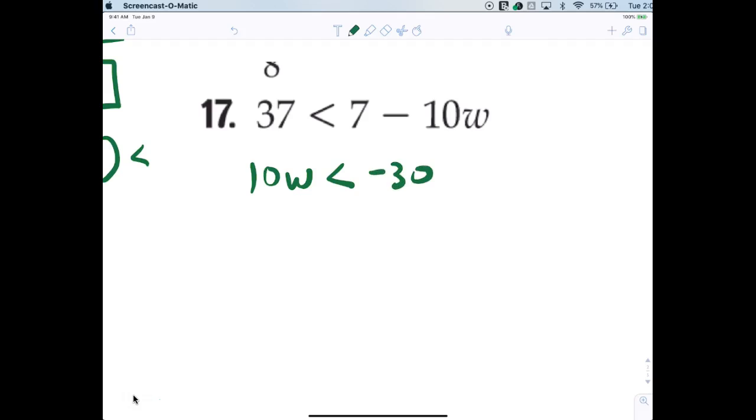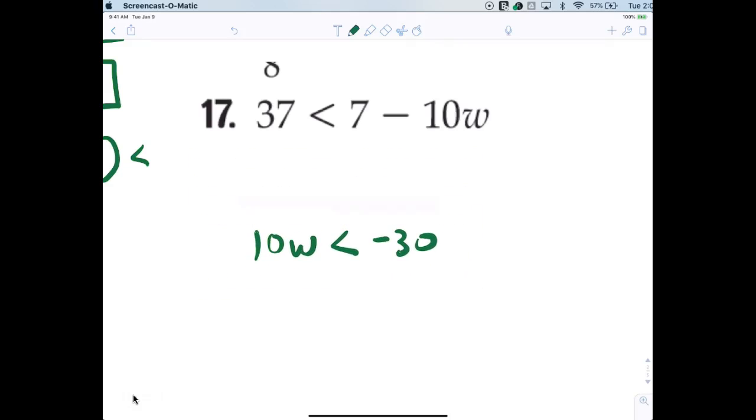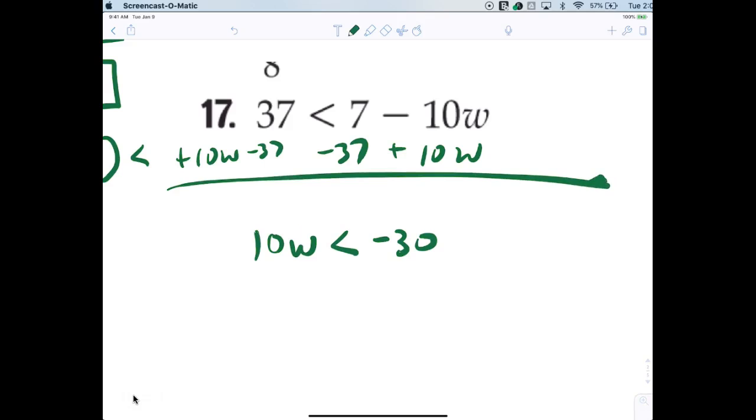If you saw that, you're in good shape. Now, if you didn't see that, let me just show you again what I did just to make sure. I just added 10W to both sides, added 10W, subtracted 37. That's how I got to that. All right?